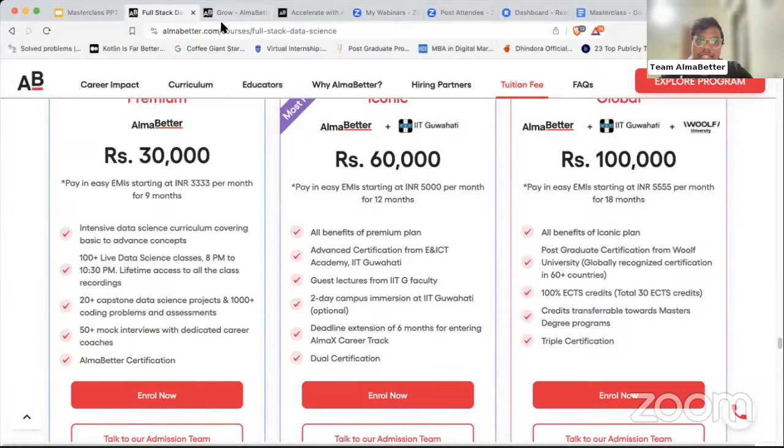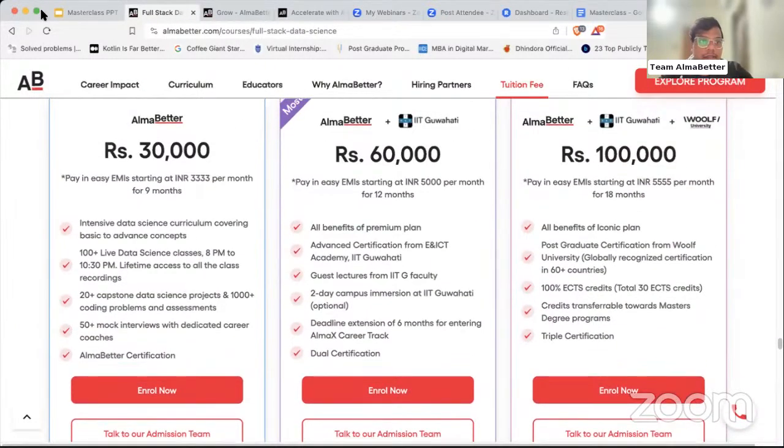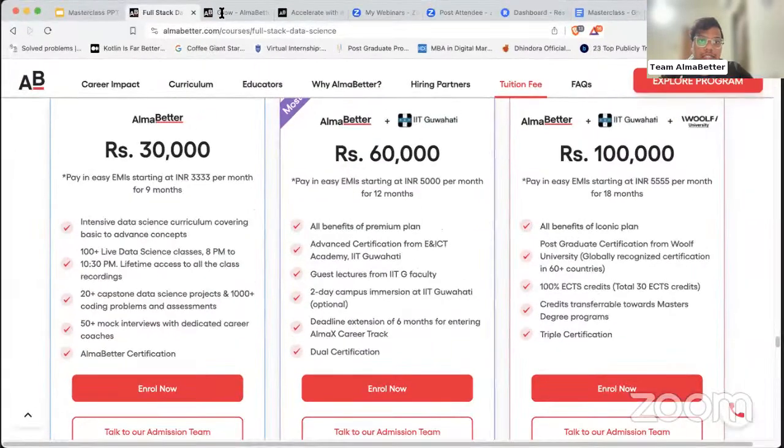So I have already enrolled, right? So that's why I was unable to show you the exact after discount amount. If you have any doubts, you can mention. I'll solve all your doubts.